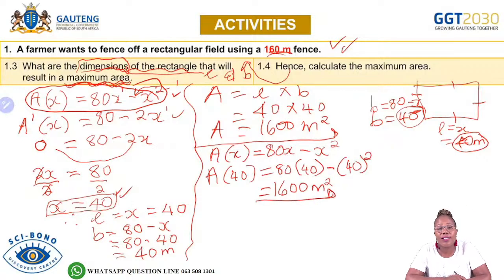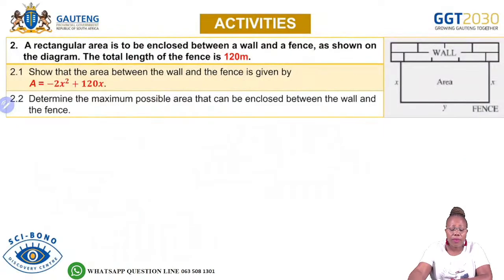Those are the two alternative solutions that you may apply to find the 1.4. Okay, let's move on. The next activity: a rectangular area is to be enclosed between a wall and a fence. Now, remember with the previous activity, we were fencing the whole rectangle. In this case now, they say one part of this is a wall. So now, as shown in the diagram, the total length of the fence is 120.